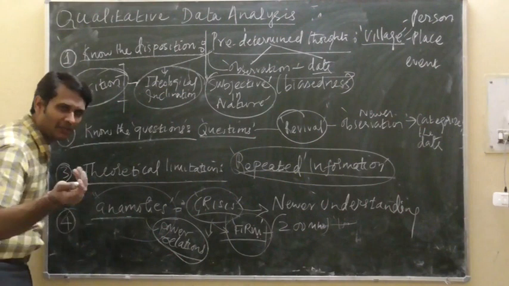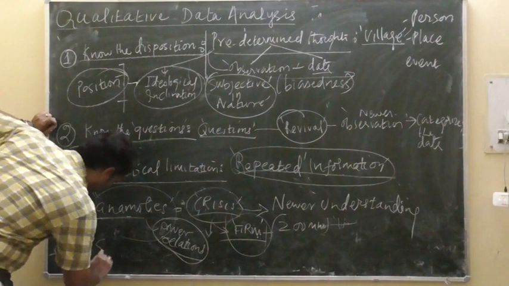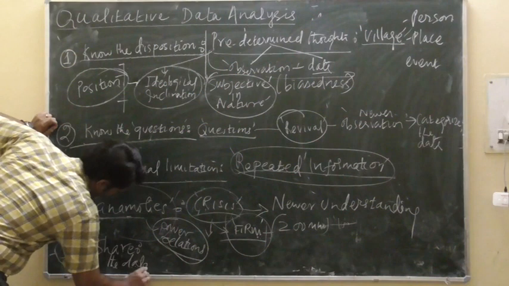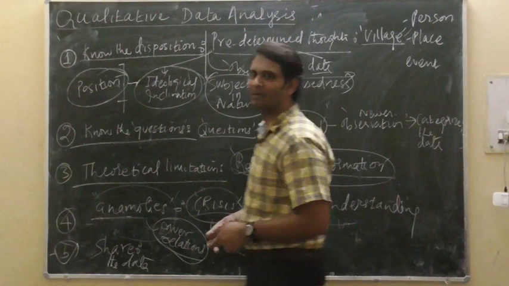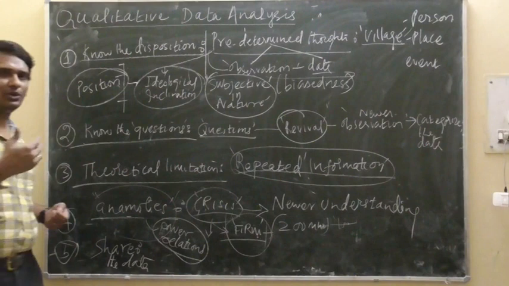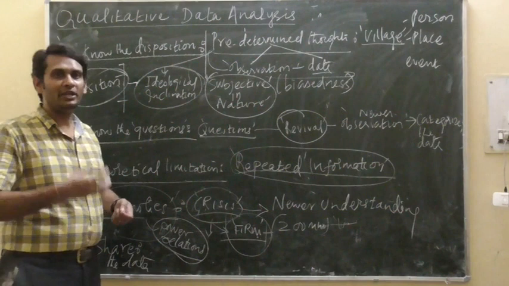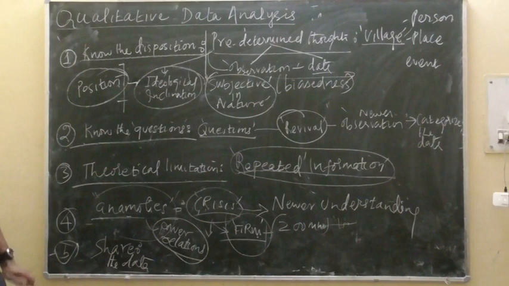Number five is to always share the data. Whatever data you collect from the field, you either have to tell your research supervisor or share it with your team members. When you interact with the team members, you will be able to verify the data you have collected and the things you have observed. Maybe you will get newer insights for your observations. Always sharing and discussion are the most important things in qualitative research.